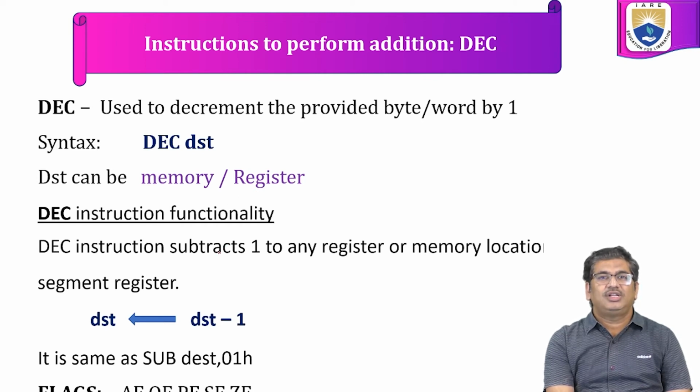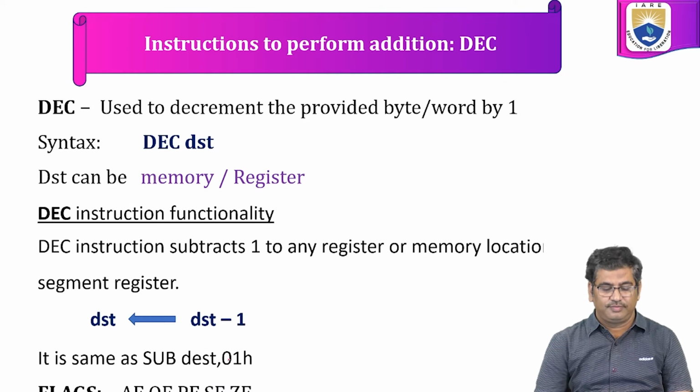The functionality of DEC instruction is that it will subtract 1 from the specified register or memory location. The functionality we can write as: destination contents minus 1 will be stored in destination. It is the same as SUB destination, 01H.